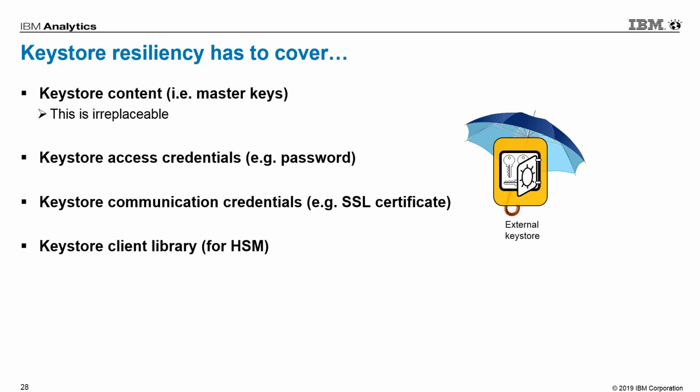And for some of the key stores, particularly the HSMs, the hardware security modules, there's a client library provided by the vendor that DB2 interacts with. That software library needs to be available. So if your system gets wiped out, you need to be able to put that library back in place in order for DB2 to start communicating with the HSM again. So there are a couple of different aspects to consider when you're talking about resiliency of your key store. Some people think about it, some don't, but the message is no master key, no data. The key store and its contents are just as important as your data.